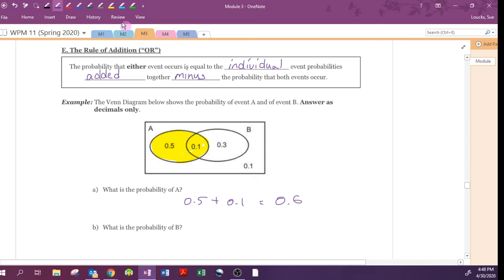Okay, the probability of B happening is this part here, the 0.3, which is the blue part where only B happens, plus the overlap area where A and B both happen. So the probability of B is 0.3 plus 0.1, which is 0.4.